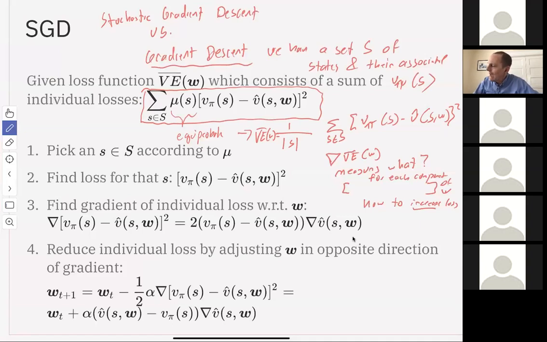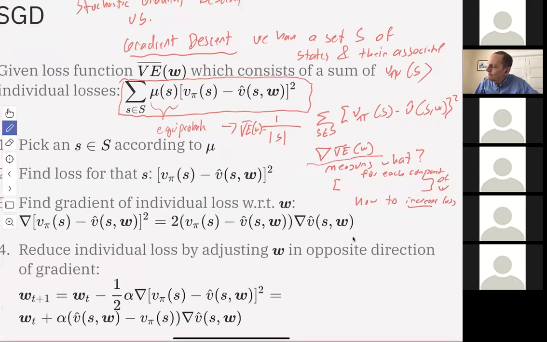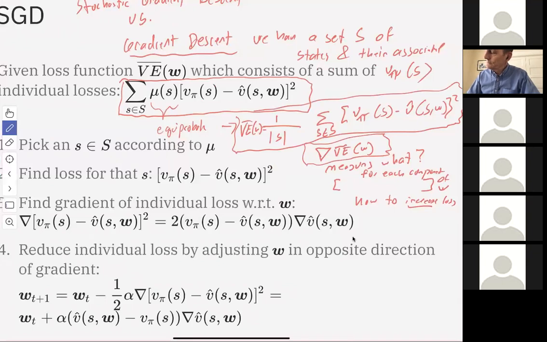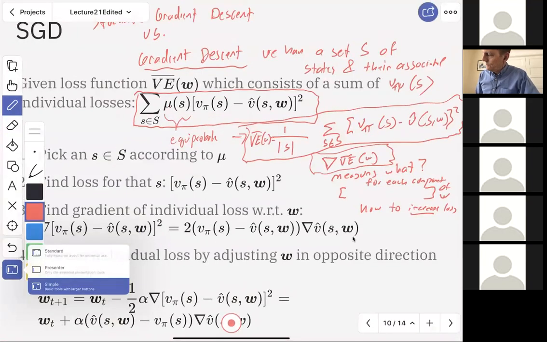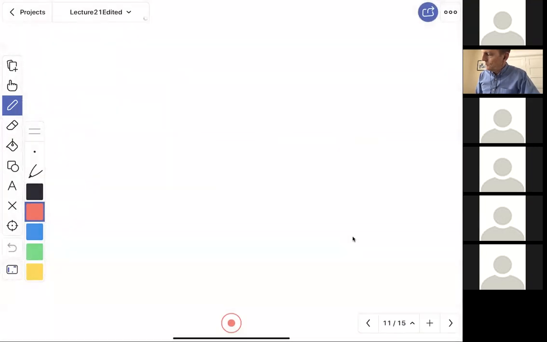So we can actually calculate what this is. All right, so let's look at the gradient of this. So we're going to need a new slide here. Let me make some more while I'm at it.